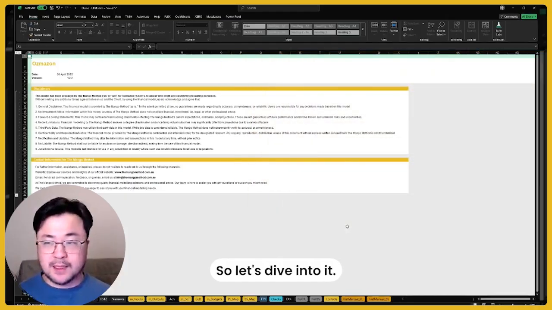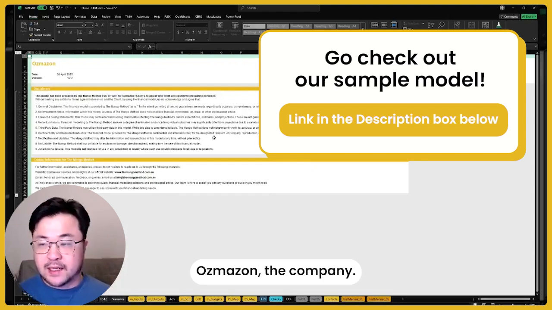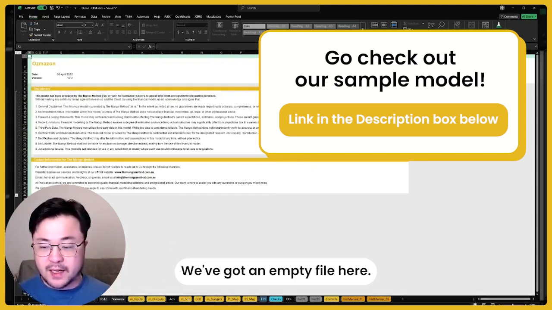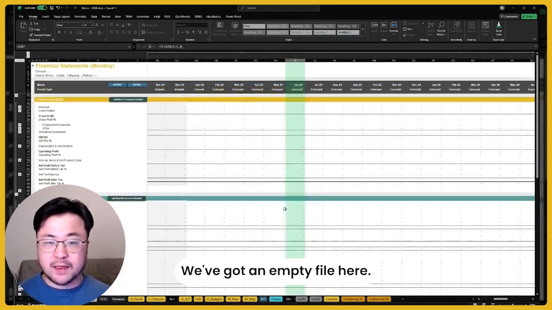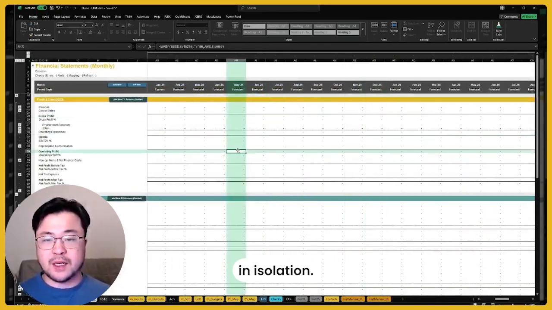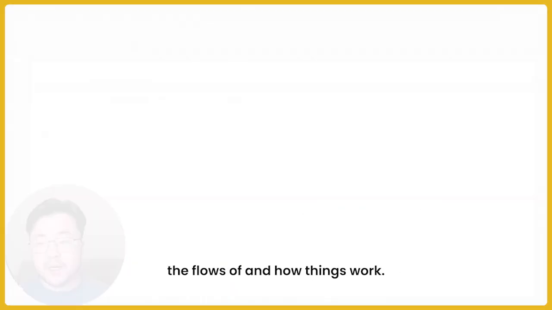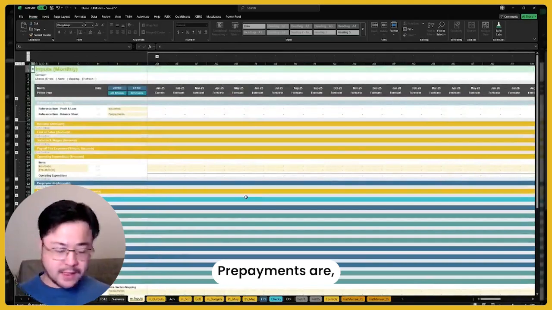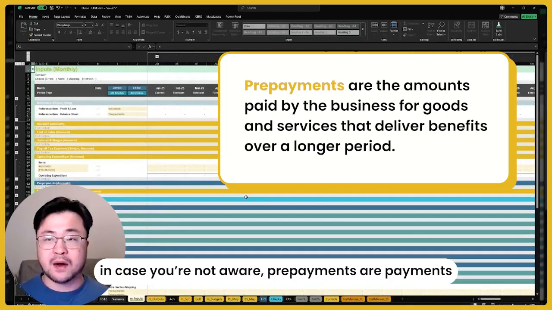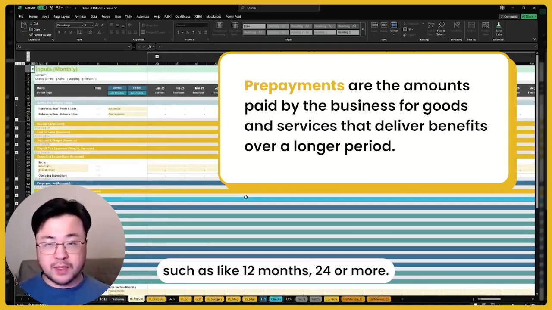So let's dive into it. We've got the trusty core financial model here, Osma's on the company. We've got an empty file here. We just want to work with this in isolation so we can understand the flows and how things work. In case you're not aware, prepayments are payments that are made that deliver benefit over a longer period, such as 12 months, could be 24 or more.